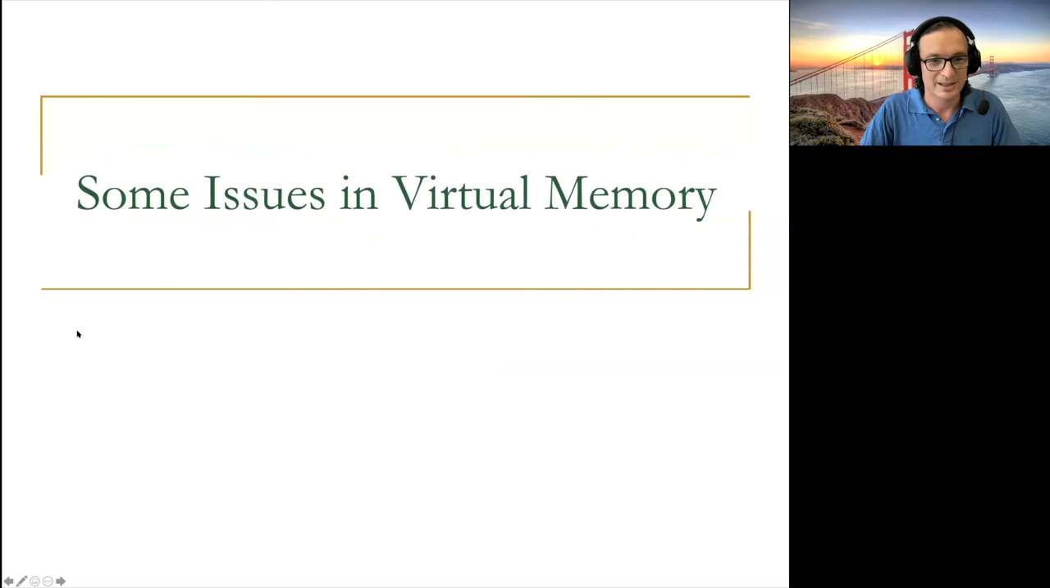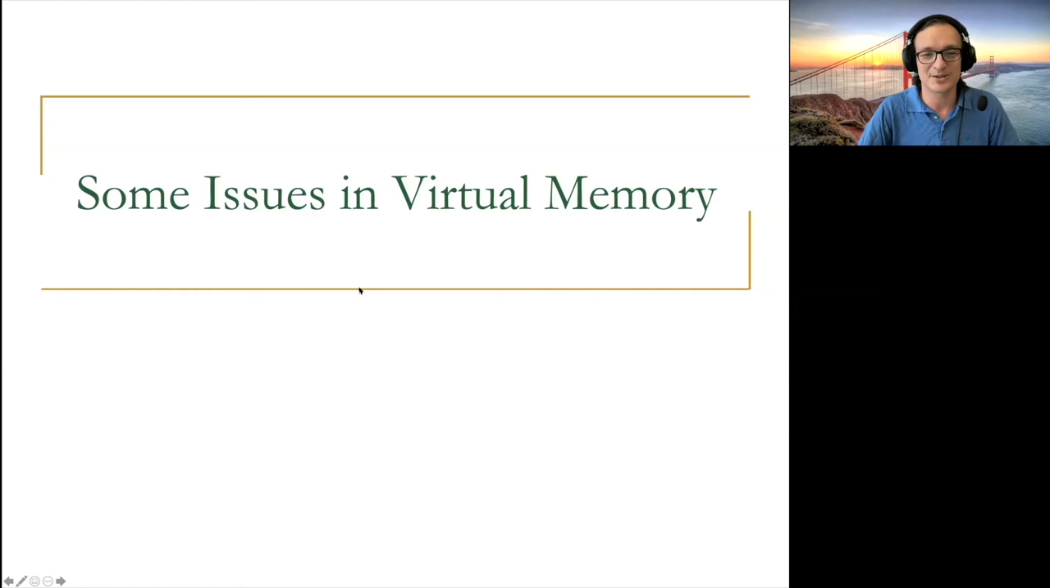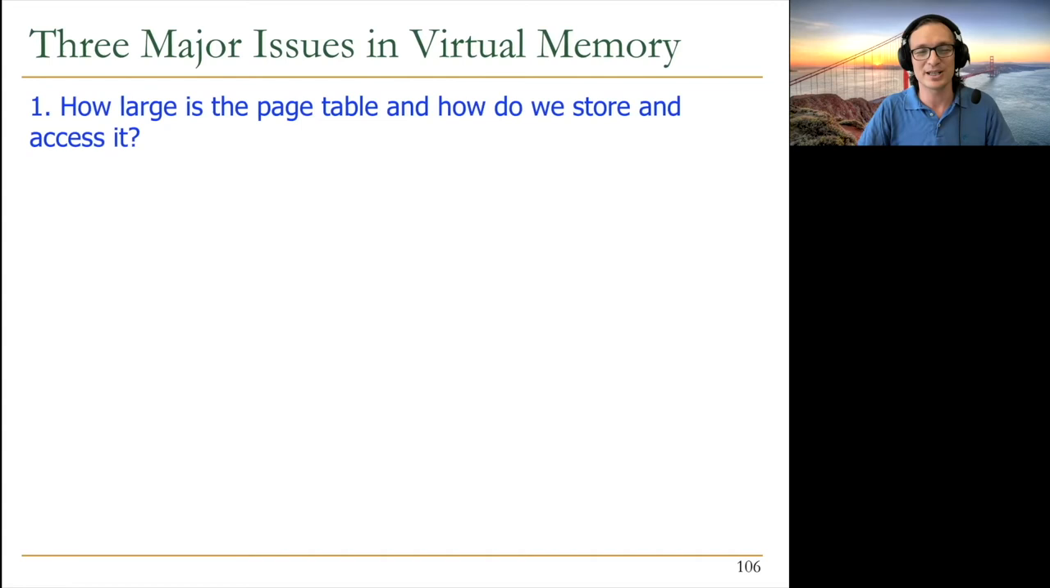Okay, I think we can continue. I'm going to delete this lecture break slide. Now we're going to talk a little bit more about issues in virtual memory, some of which we've already talked about. So these are some extra slides for your benefit. I'm going to go through some of them quickly. We already discussed how large the page table is and how we store and access it. I'm going to give you a little more example from real systems with some additional slides, but we're going to skip some of the slides.